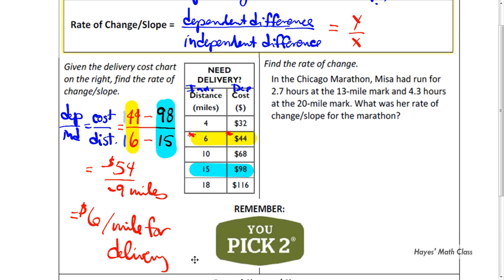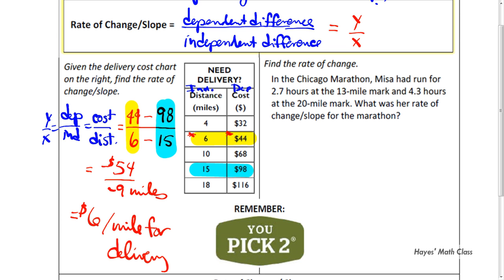So you're going to do this same exact thing. And again, some people, your teacher may have said put it was y over x. You can do that too. In the Chicago Marathon, Misa had run for 2.7 hours at the 13-mile mark and 4.3 hours at the 20-mile mark. What was her rate of slope and change for the marathon?